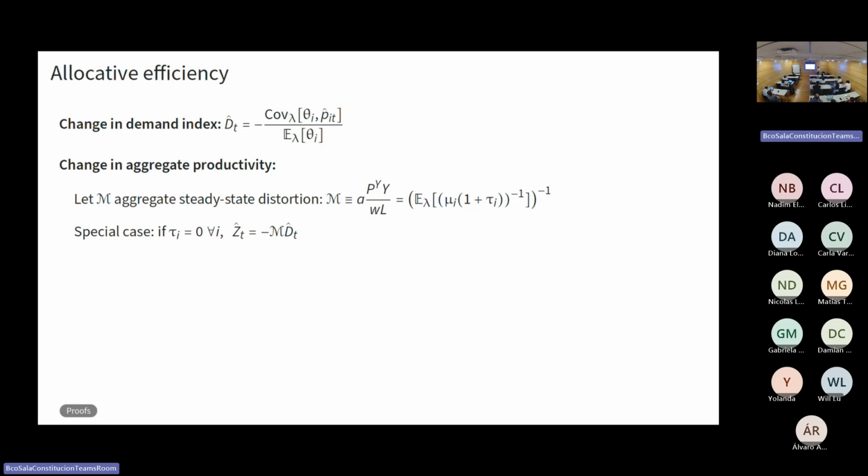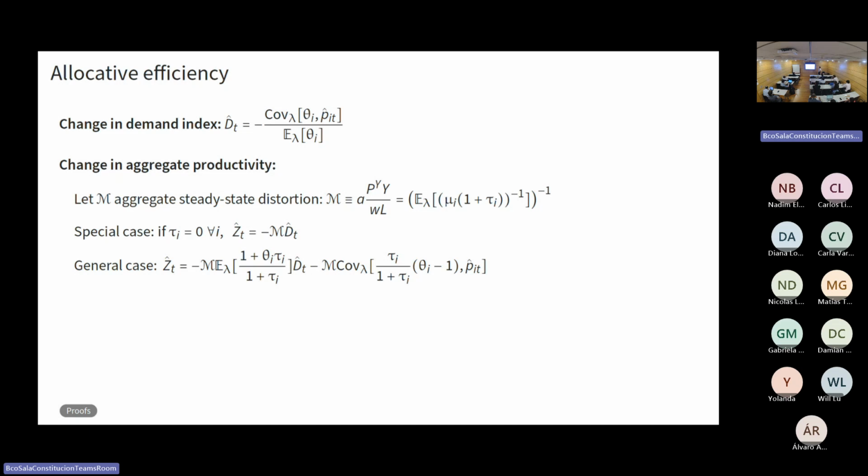In the special case in which you don't have input distortions, then total TFP is going to be just a linear transformation of the changes in demand. This is intuitive. The only distortion that the economy is going to face is demand. Therefore, TFP distortions are only going to be a linear transformation of demand distortions.